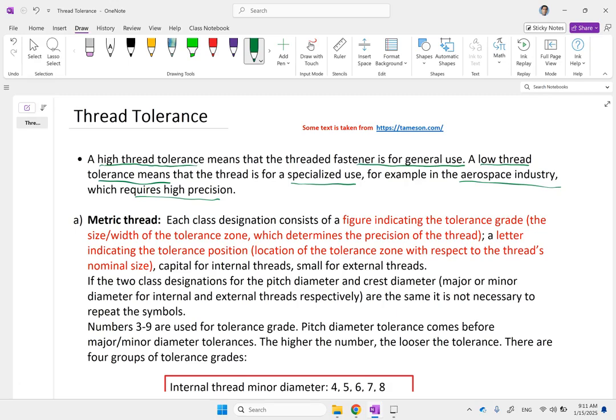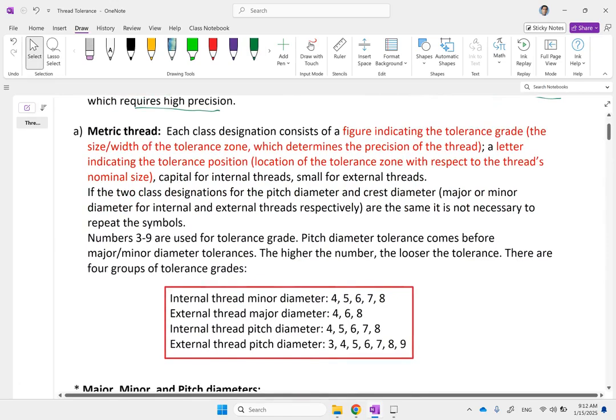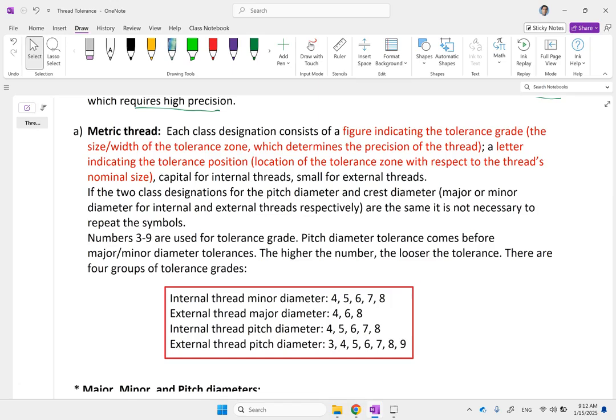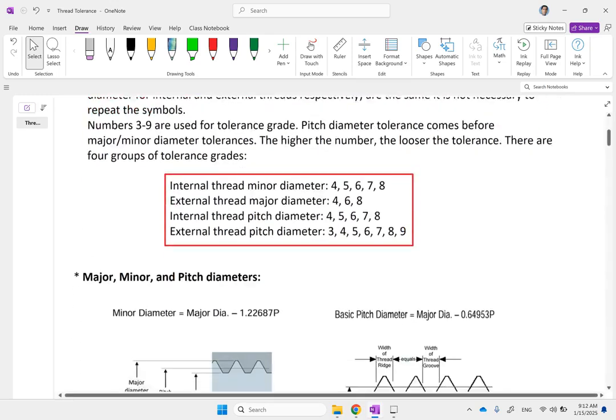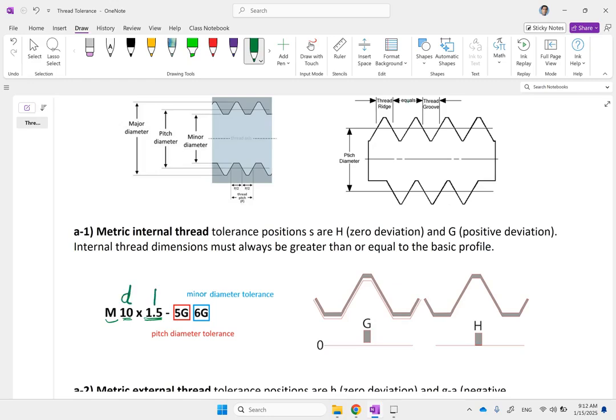So how do we show tolerances on threads, and how do we know how to read them and how to decide? Here we're going to look at metric threads first, and then we're going to talk a little bit about the UN threads as well, or UTS, you might call them. So for metric threads, as you remember, when you want to show a metric thread, you show the letter M followed by the major diameter, then times, and then the pitch. This is the common way to show a metric thread.